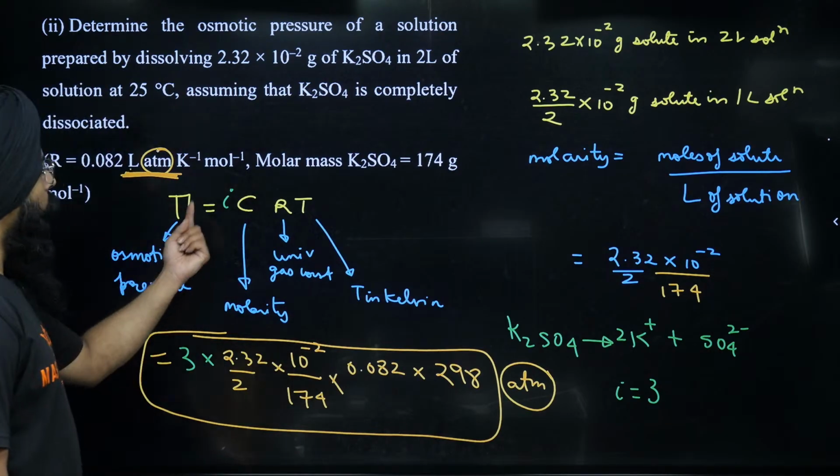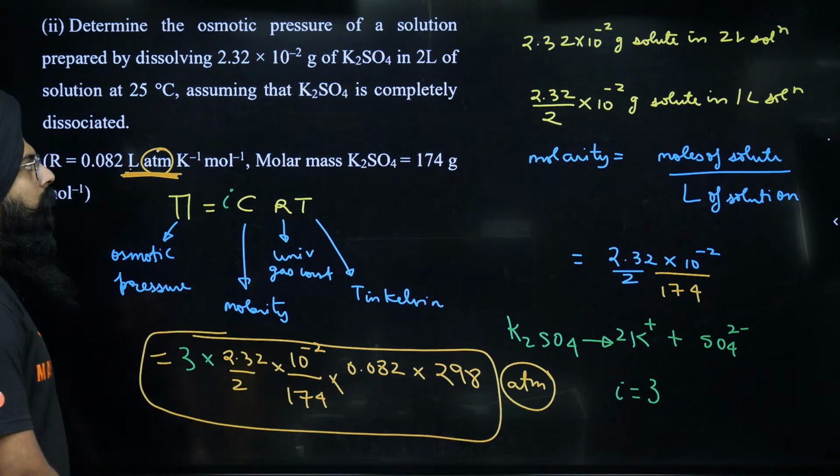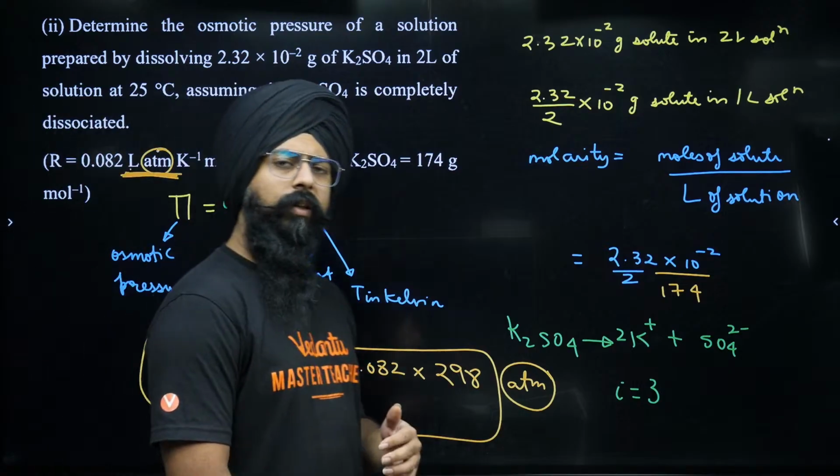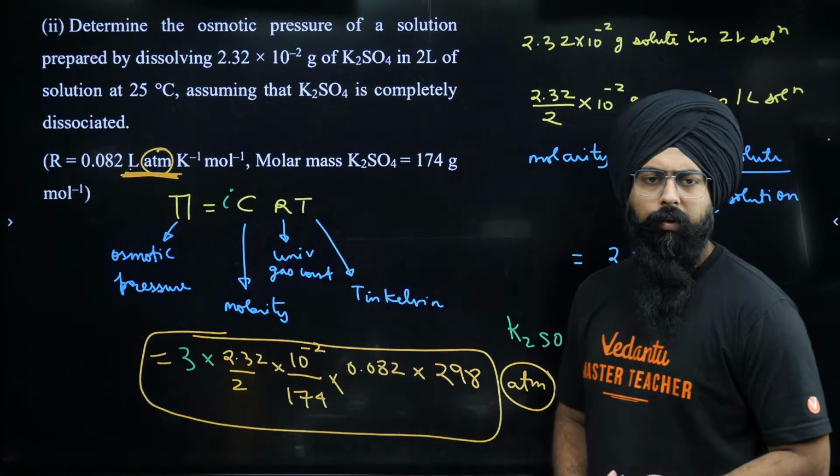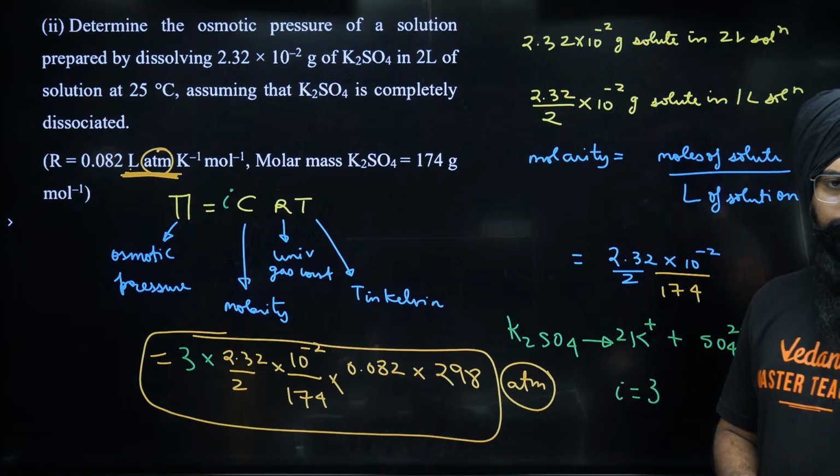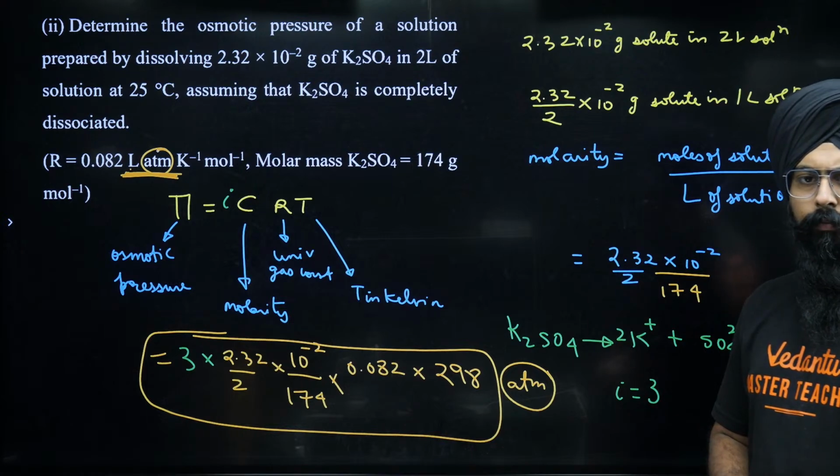Kishore, because pi is equal to iCRT, that's all. Van 't Hoff factor has to be multiplied in all the calculations of colligative properties, right? That's why.